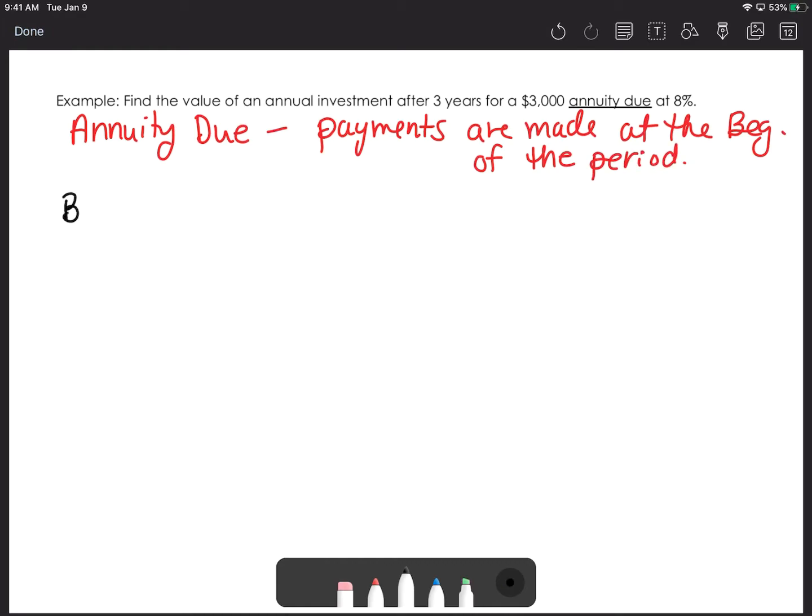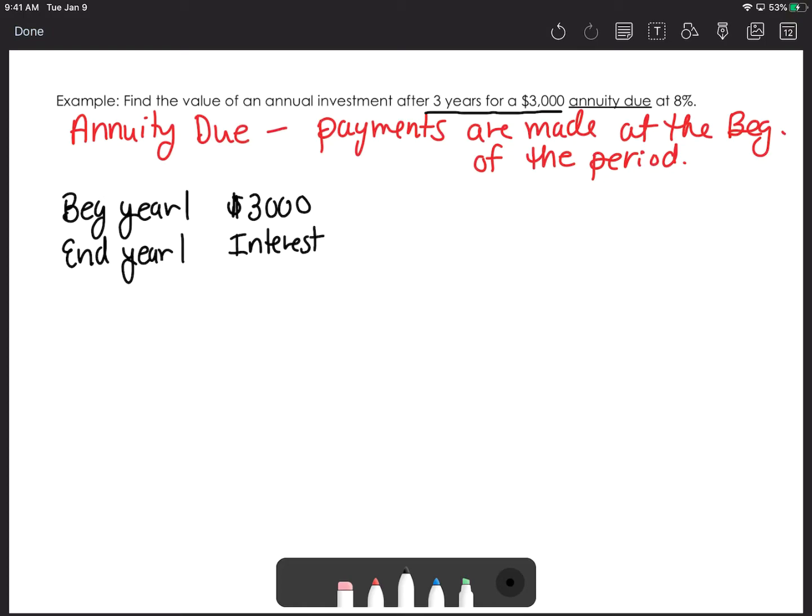Okay, so at the beginning of year 1, we're using the same problem that we did before, an annual annuity at $3,000 for 3 years. So, because this is an annuity due, we are making the payments at the beginning of the period, which means at the beginning of year 1, we're going to make our first deposit of $3,000. Then at the end of year 1, we're going to find the interest for that first year by taking 3,000 times 0.08, and we're going to find that that's $240.